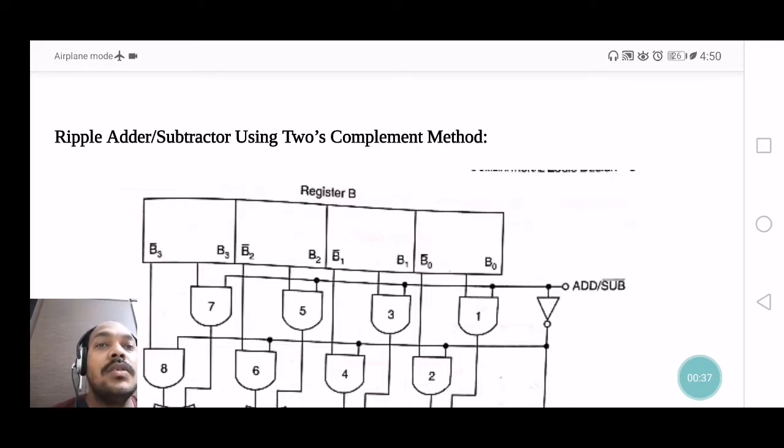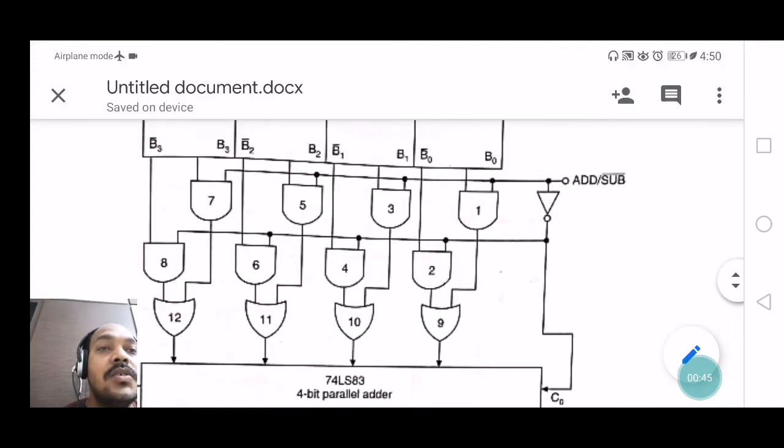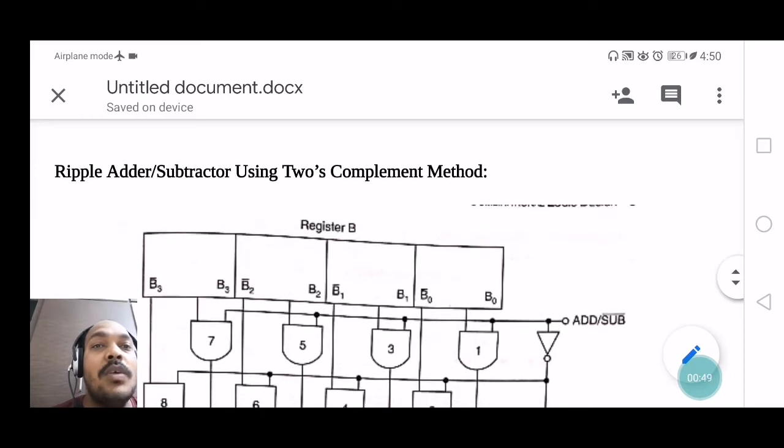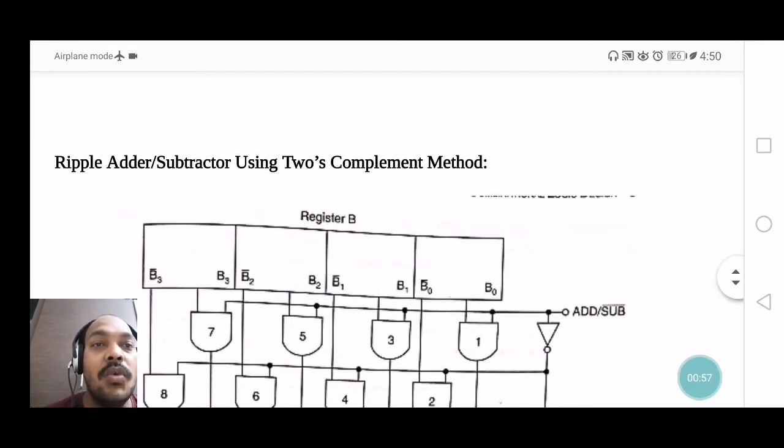What does it mean by ripple adder or subtractor? Instead of using two different circuits for two different operations, we can use one single circuit for both operations, either addition or subtraction. We do this by using full adders again.